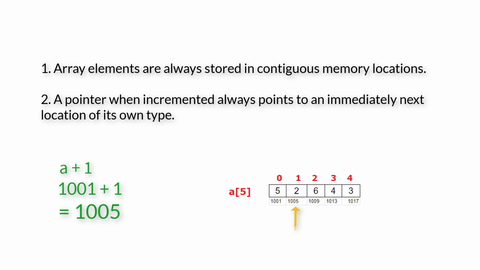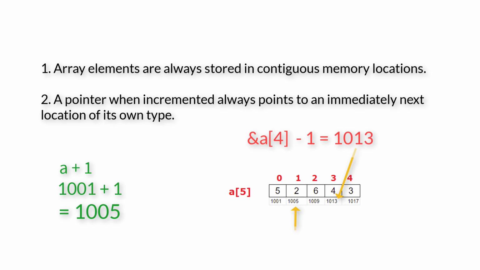1001 plus 2 means 1001 plus 2 into 4, that is 1009. Got it? So if you do base address plus 3, you will get 1013. If you do base address plus 4, you will get 1017. So if you do a of 4 minus 1, you will get 1013. Hope you get it.